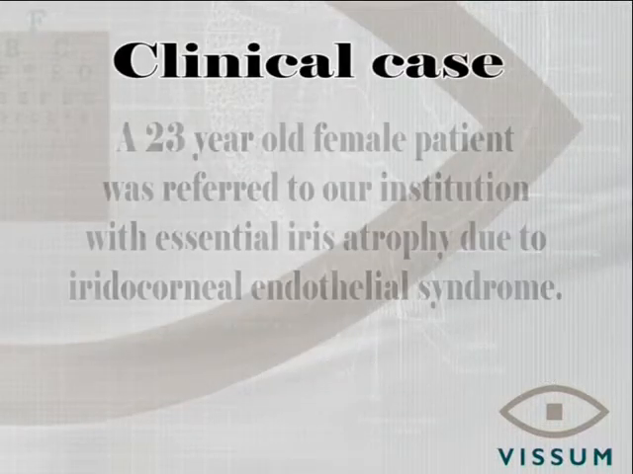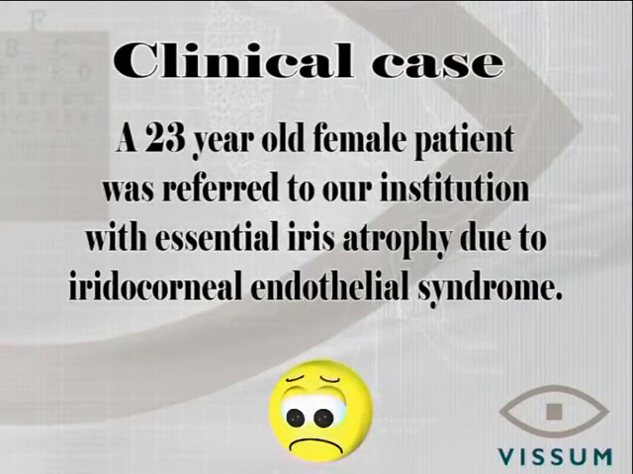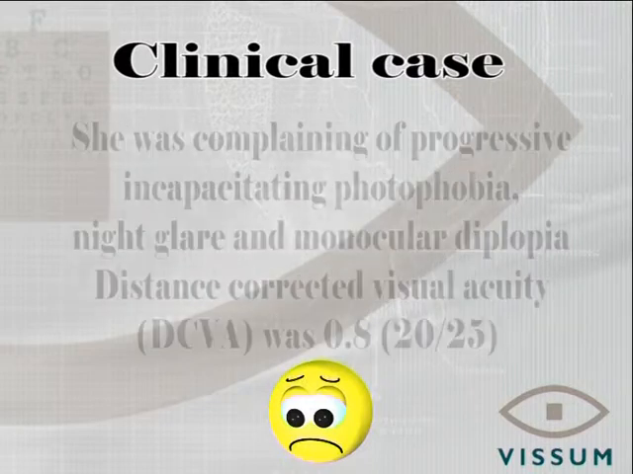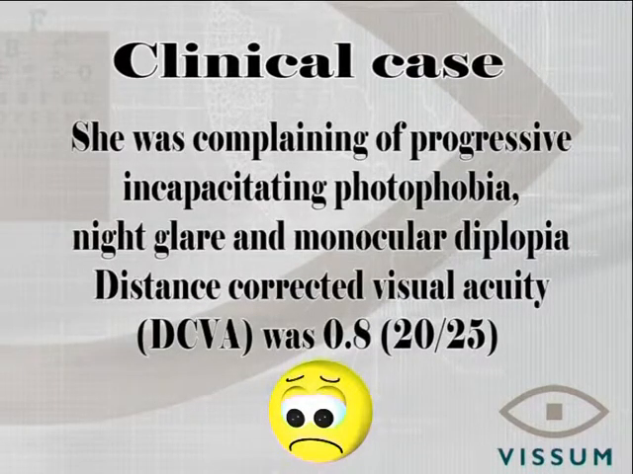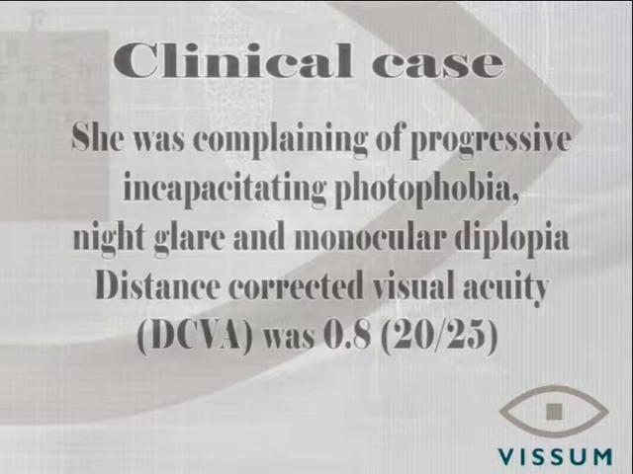The clinical case is a 23-year-old female patient that was referred with an essential iris atrophy due to iridocorneal endothelial syndrome. She was complaining of progressive and incapacitating photophobia, night glare, and monocular diplopia. The distance-corrected visual acuity was 0.8, which is 20/25.